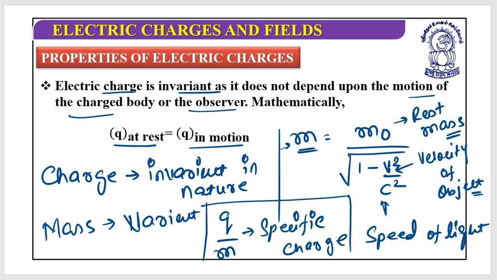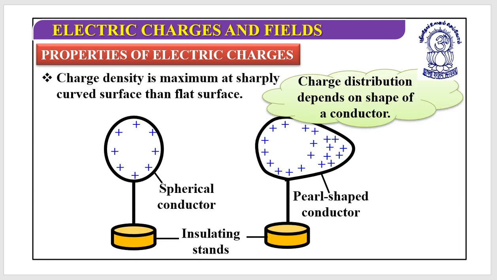Mass is going to change, even that we know. So what happens to the specific charge? Does specific charge, which means the ratio of Q to M, change? If yes, what would happen if speed increases? What would happen if speed decreases? Think over it. Very interesting. So let us move to the next property of an electric charge.